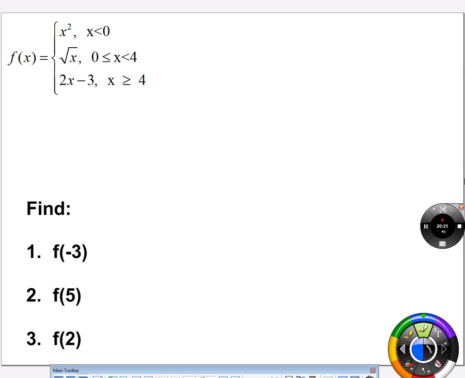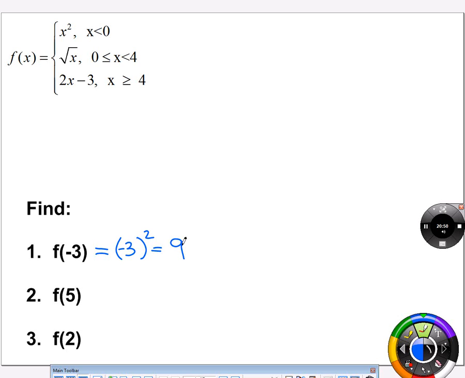So you're not plugging the number into all the pieces. You're only plugging it into the piece where you're allowed to plug in this x, the one that matches with it. So finding f of negative 3 here really means only plugging into the piece that looks like this. Okay? So all we're doing is taking negative 3 and squaring it. Negative 3 times negative 3 is positive 9.